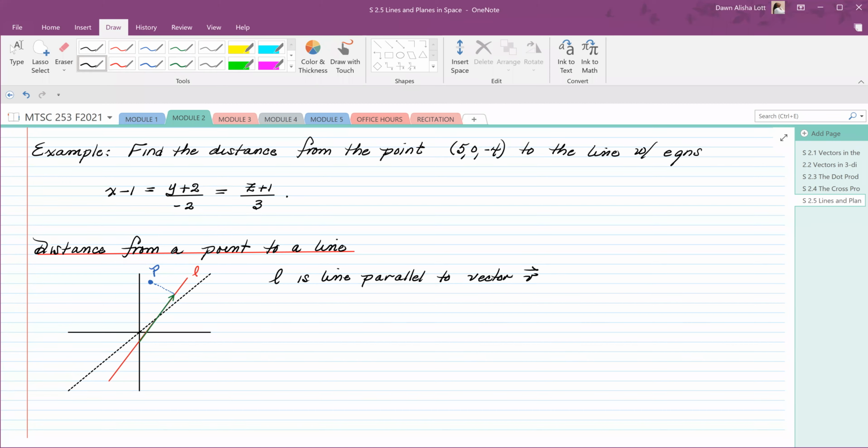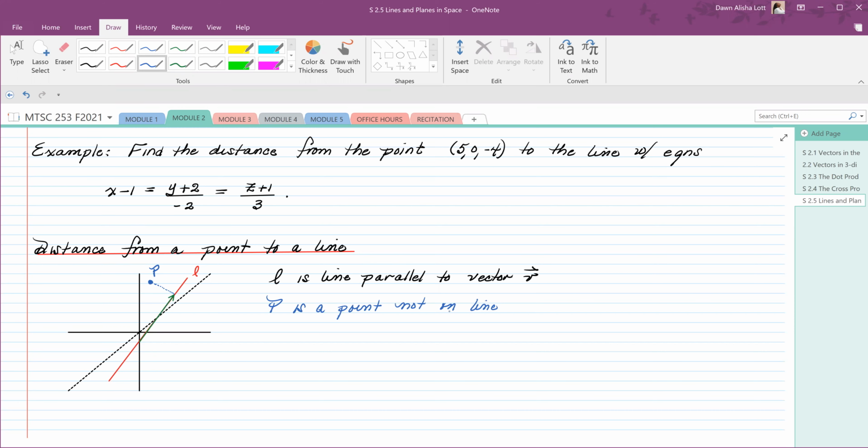I'm going to call it P. So P is a point not on the line. Then the distance from P to L.